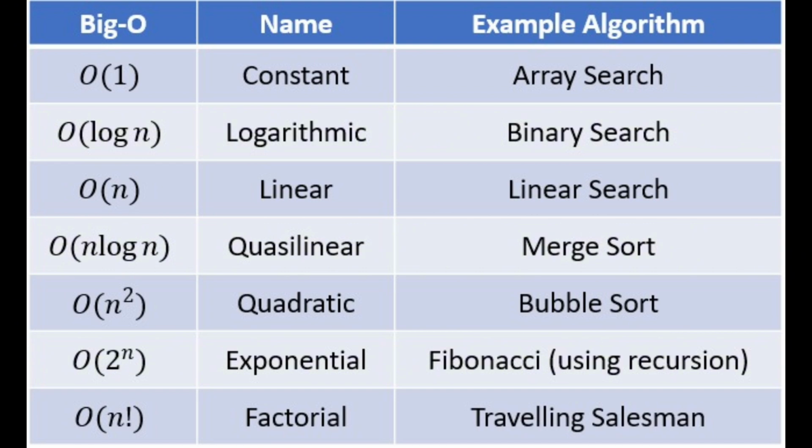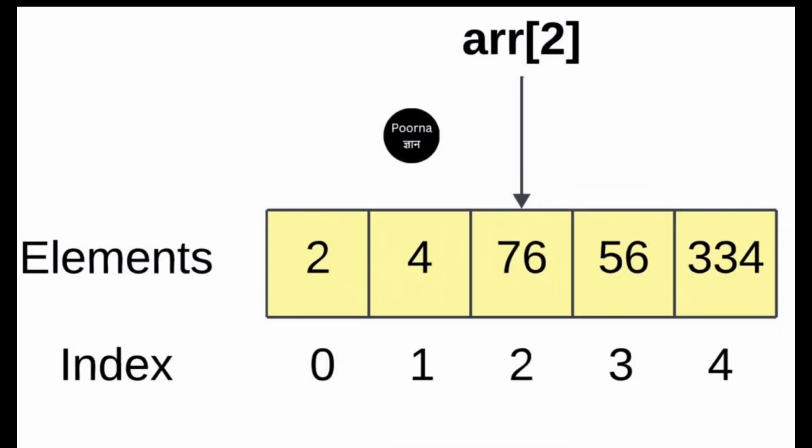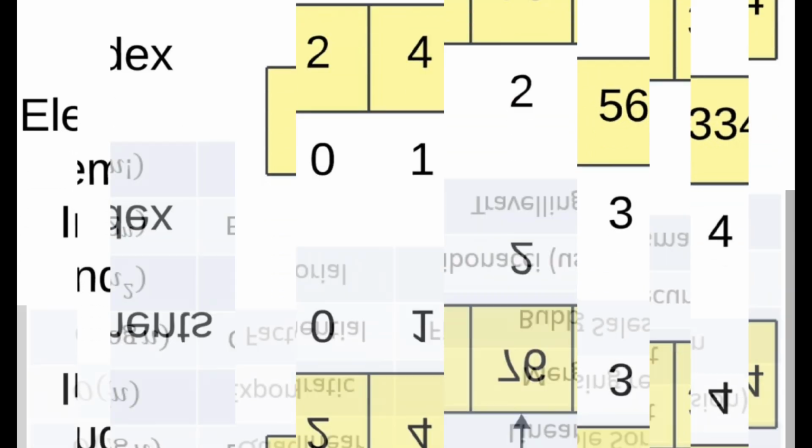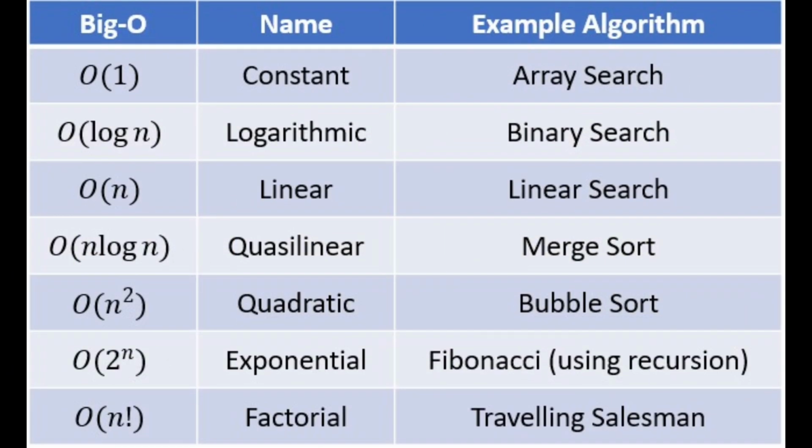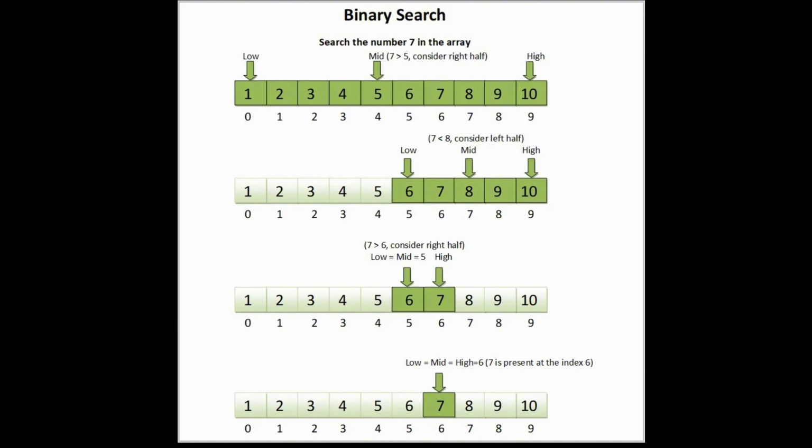The common time complexity is constant time, when an algorithm is executed independently of the size of the input data set, like accessing a specific element in an array. Logarithmic time is when the time taken grows at a slower rate as the input size grows, with problems that cut the size in half each time, such as binary search.